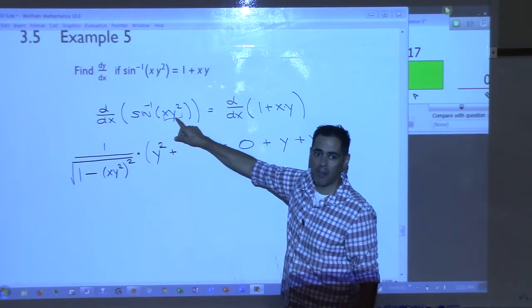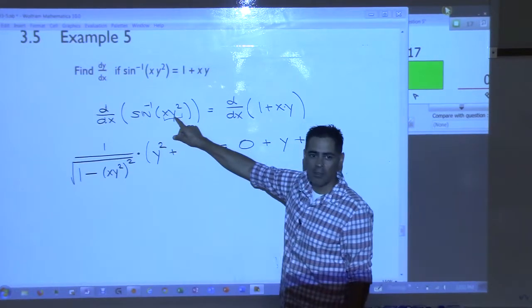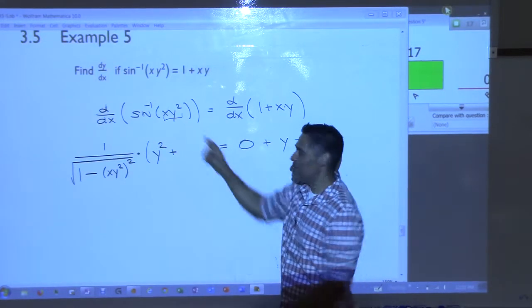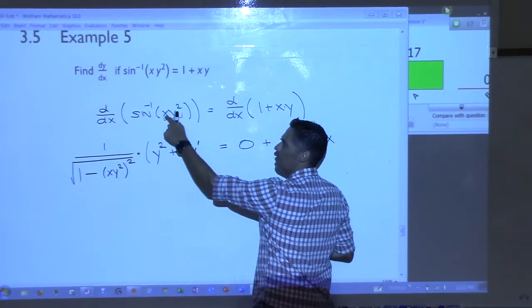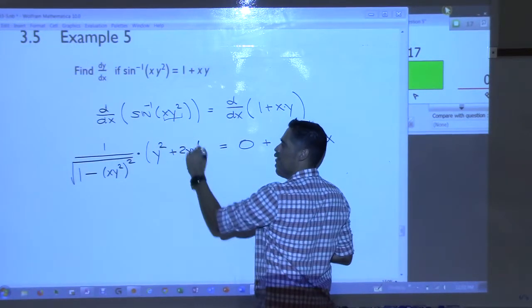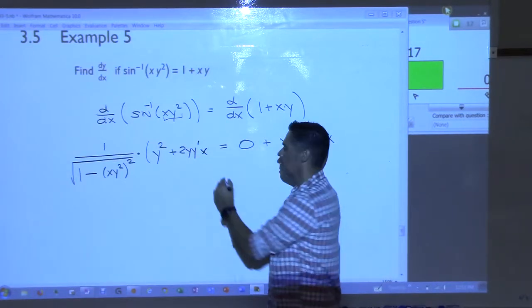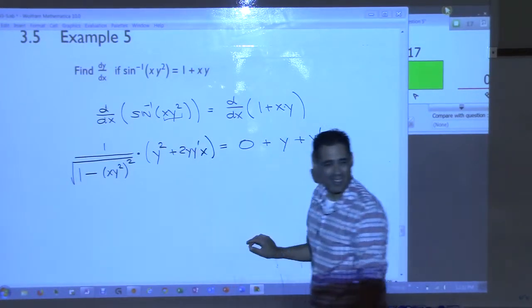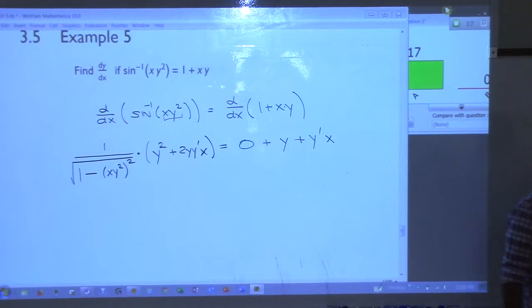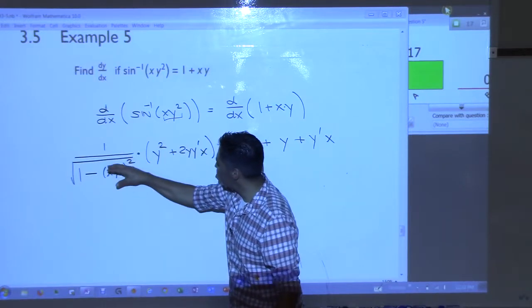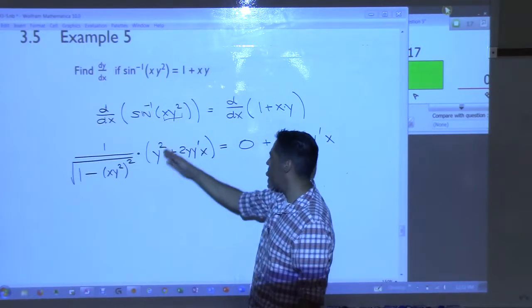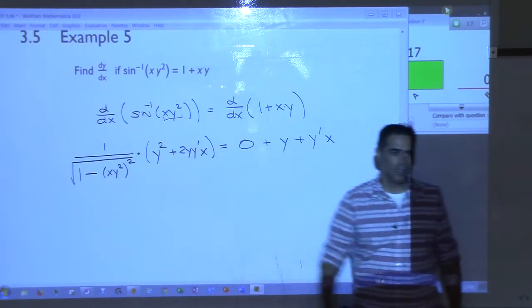What's derivative of 2y, careful, 2y, y prime, good. And then times x, because you've got to finish off the product rule, right? That make sense? So derivative of arcsine of something is this piece. Chain rule says take derivative of what's in there, but then you have to go back and do your implicit differentiation.